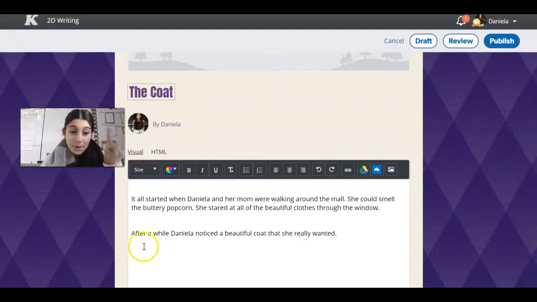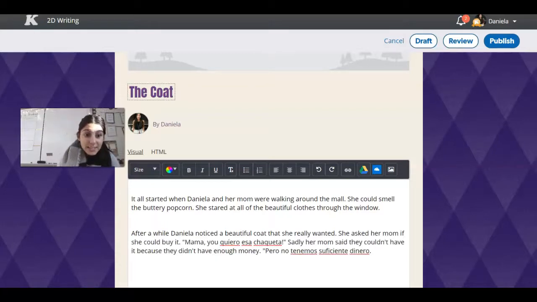I'm going to pause and finish writing my middle so that you guys can see, so you're not just listening to me writing each piece, okay? Because you kind of get the drill. You're going to write everything that's in your notebook in here. I wrote out my middle part. After a while, Daniela noticed a beautiful coat that she really wanted.